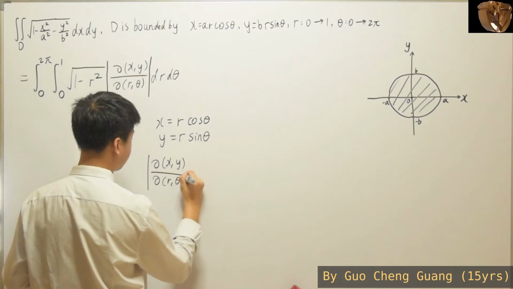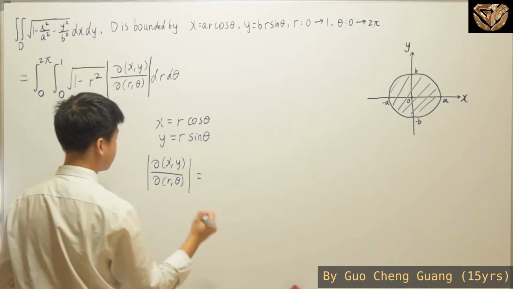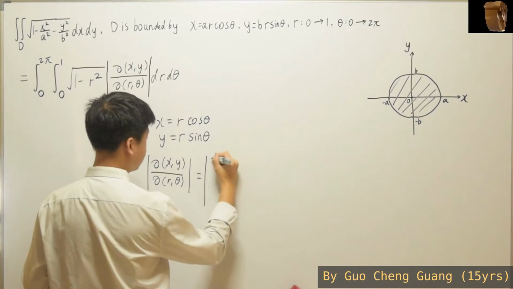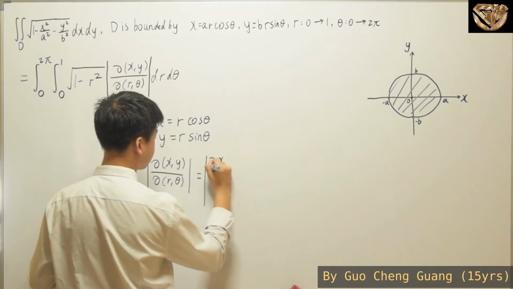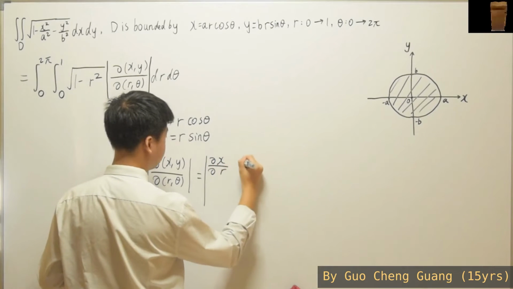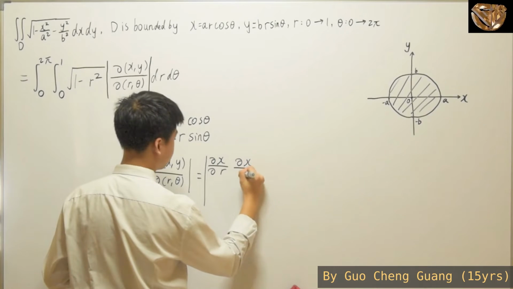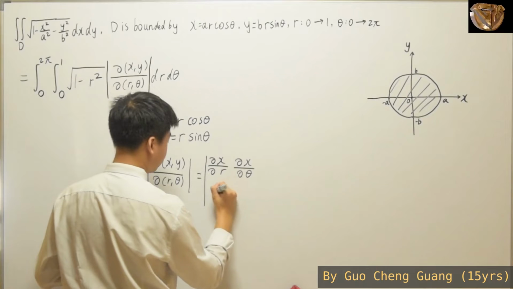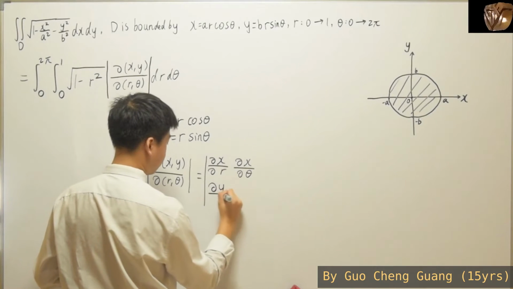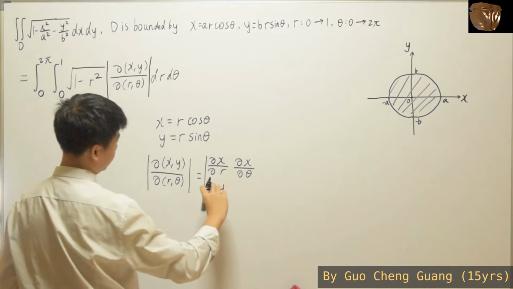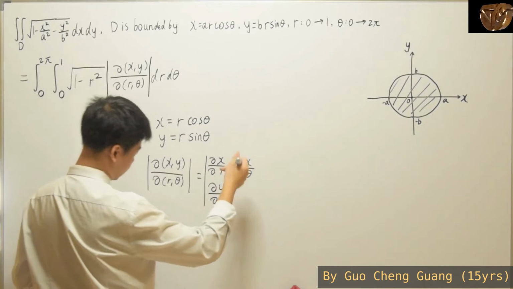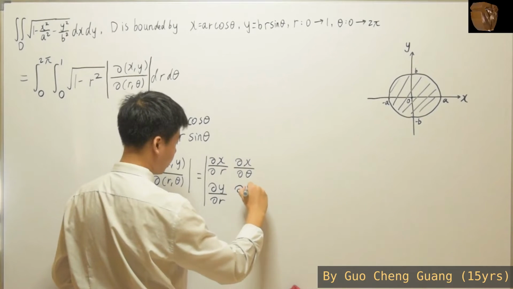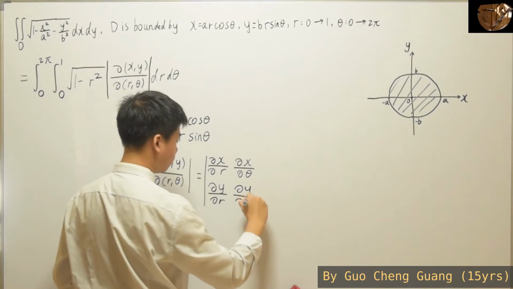and this will be your determinant: partial x, partial r, partial x, partial theta, partial y, partial r, partial y, partial theta. It will just be flipping it around.